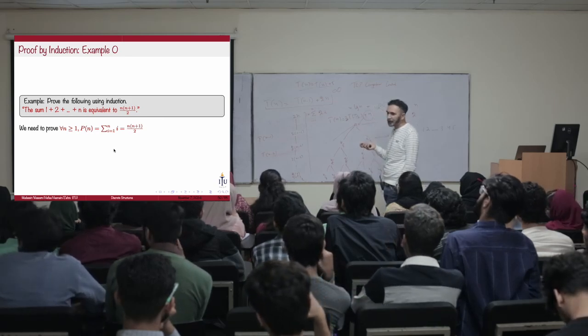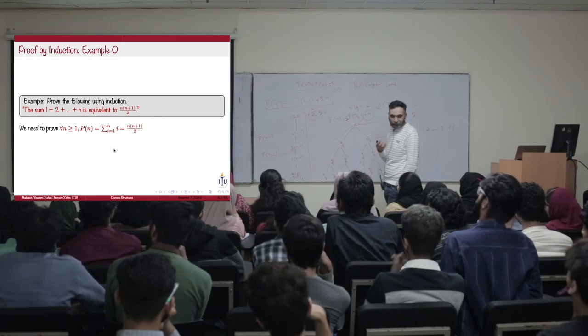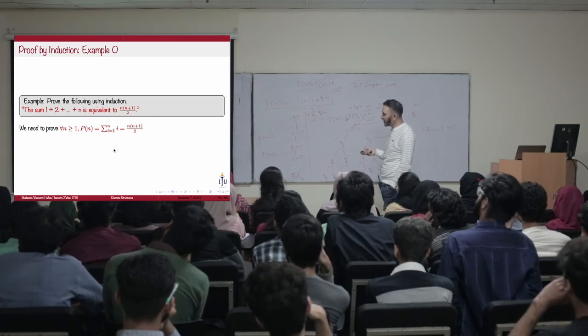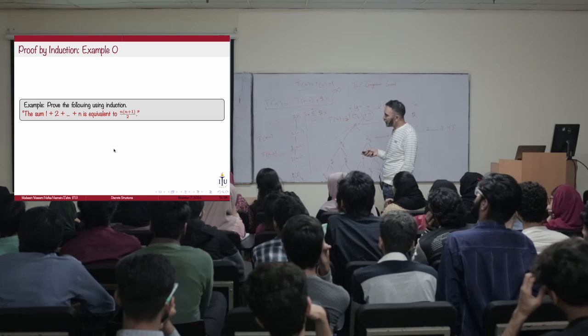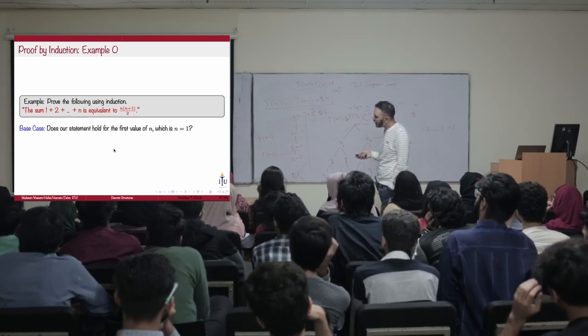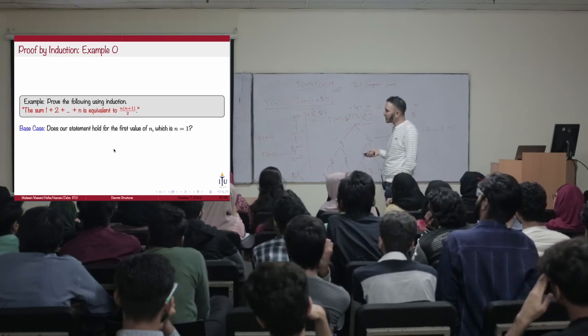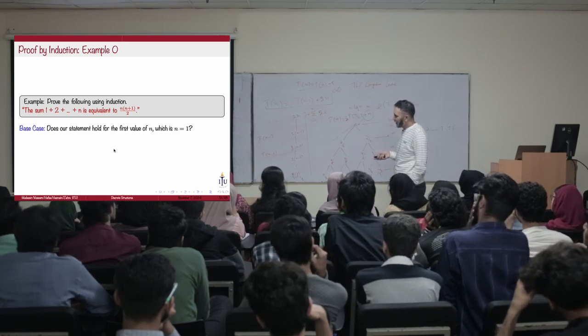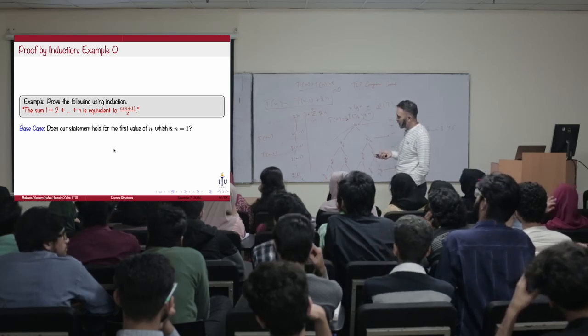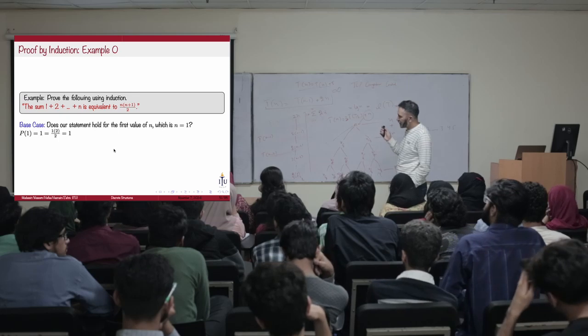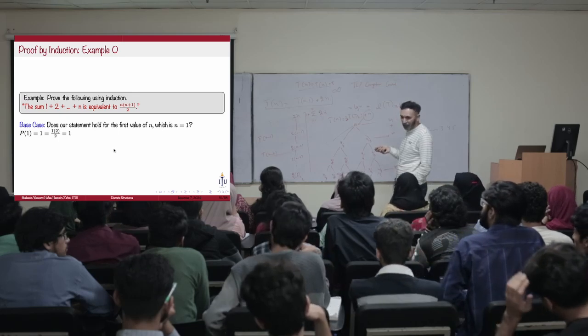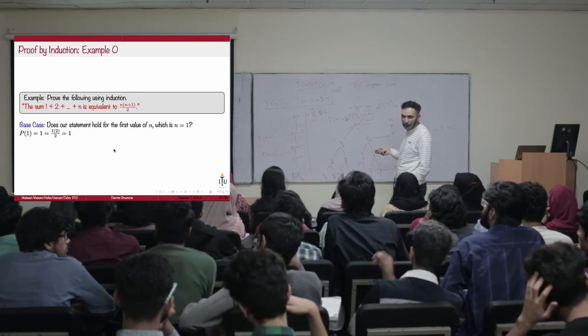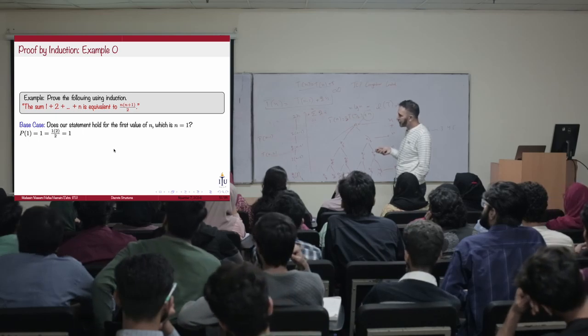So the basis step would be when n is equal to 1. Let me show you. Yeah, base case or basis step is that the statement is true for 1. So this is the proof that the statement is true for n equal to 1.